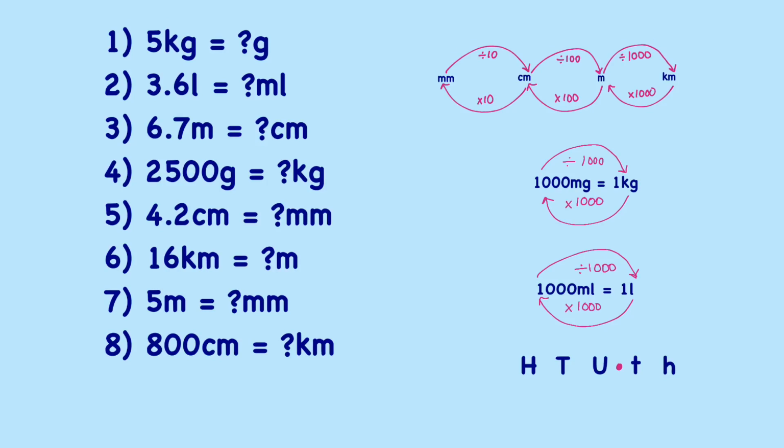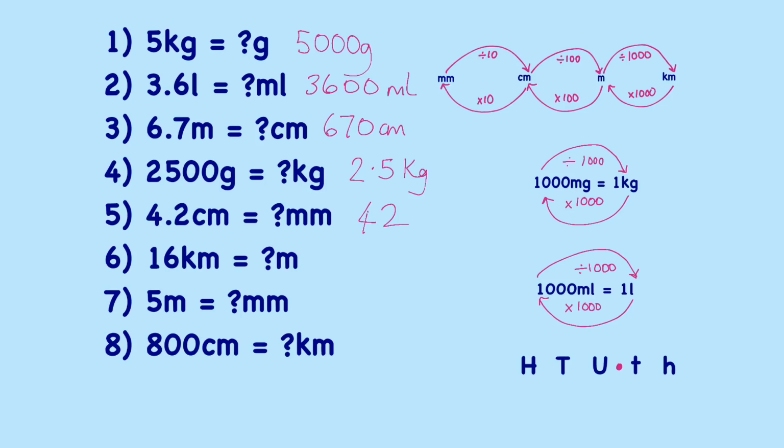How did you do? Let's go through the answers. So question number 1, 5 kilograms is 5,000 grams. 3.6 litres is 3,600 millilitres. 6.7 metres is 670 centimetres. 2,500 grams is 2.5 kilograms. 4.2 centimetres is 42 millimetres.